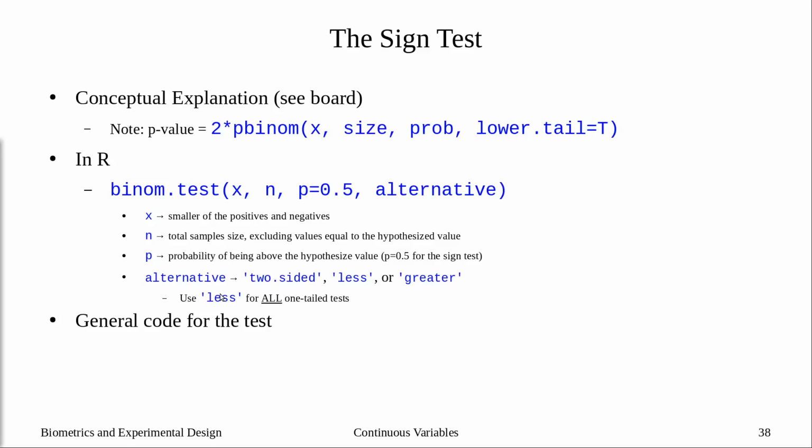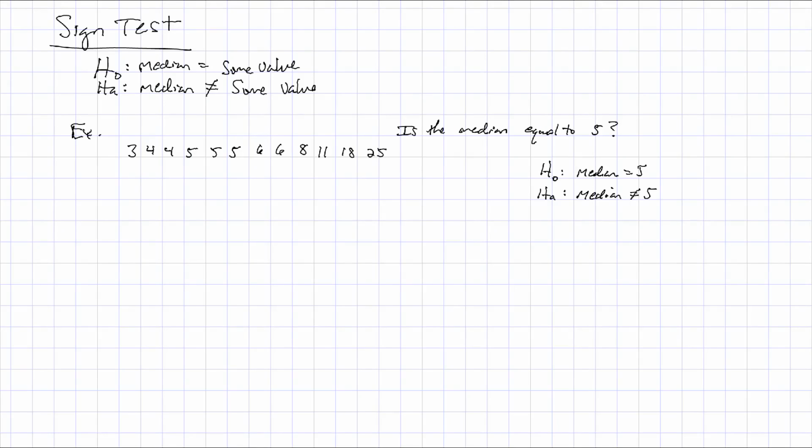So how does this actually work? Well, let's take a detour and let me see if I can explain it with pen and paper. Alright, so our sign test is testing if our median is equal to some value. Our null hypothesis is that it is equal to this value. Our alternate is that it's not equal to this value. So to demonstrate what the sign test is actually doing, let's consider this example.